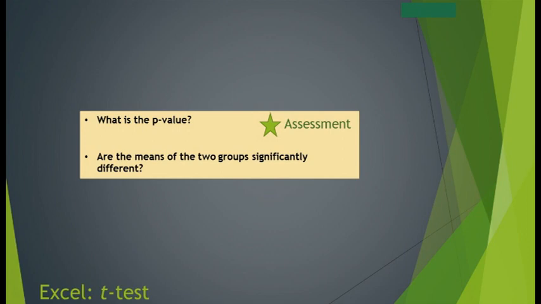So go ahead and pause the presentation and take some time to answer the following questions. What is the resulting p-value of the t-test? And based on this, are the means of the two groups significantly different from each other?